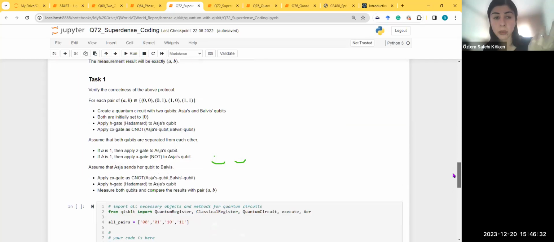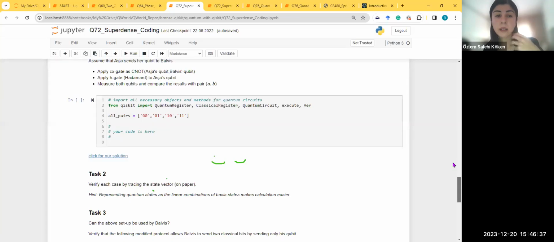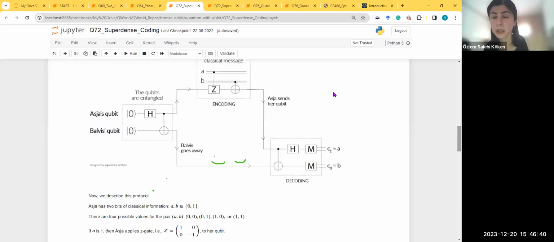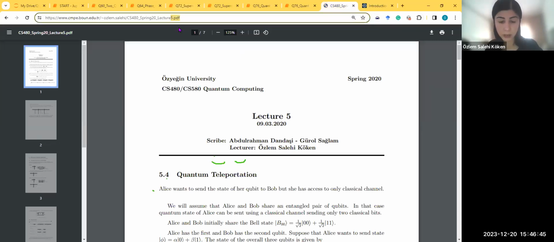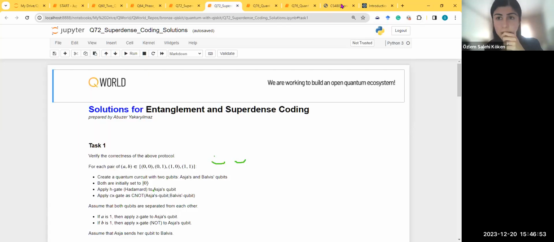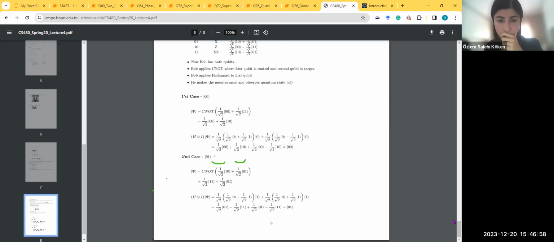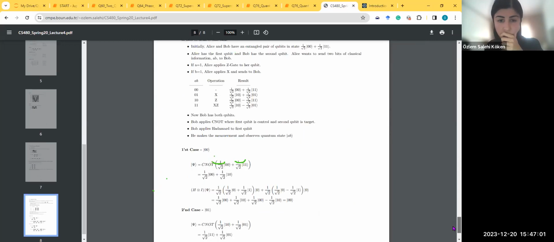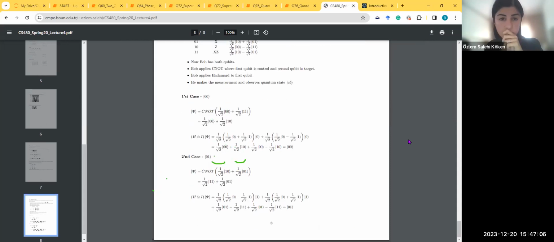Why is this true? You can trace this by performing the mathematical operations. Maybe I can, let me check if I have it here. I think this is left as an exercise here. Yes. There is one of the cases here. We can check. Let me first check the questions.